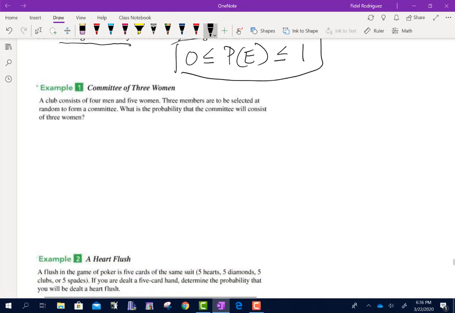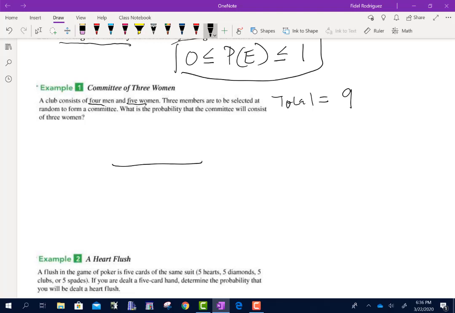It says a club consists of 4 men and 5 women. Okay, so guys, it says 3 members are going to be selected at random to form a committee. What's the probability that the committee will consist of 3 women? Okay, so let's do this. The first thing I'm going to figure out is the total. If there's 4 men and 5 women, that means that there's a total of 9 people.